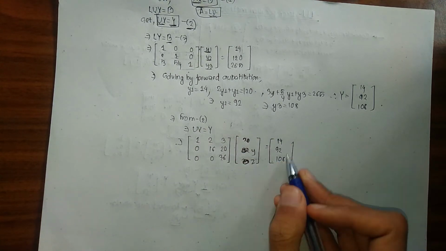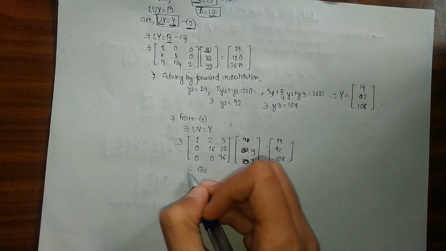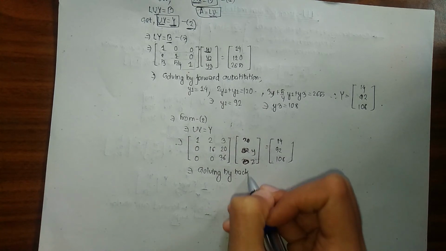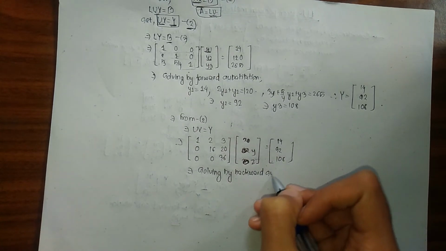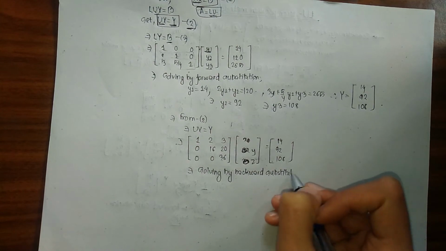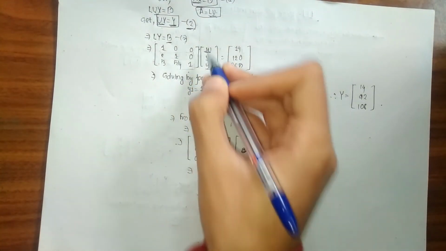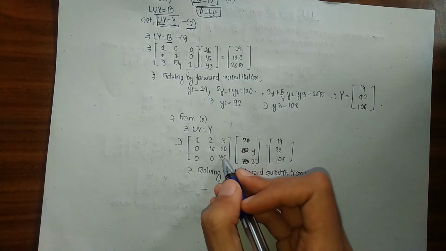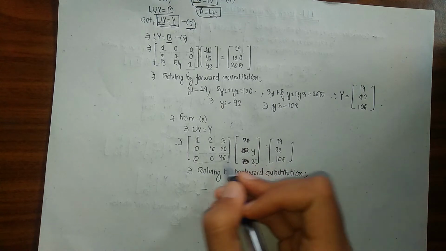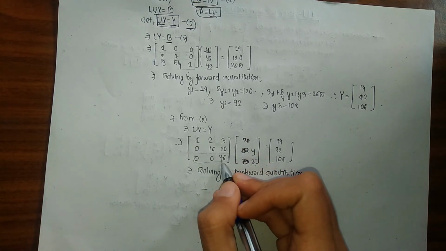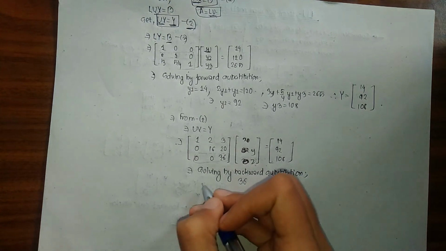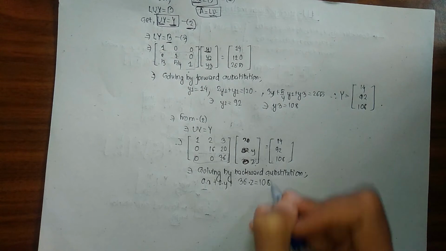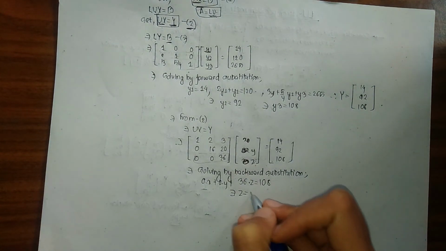So now we are going to solve this by backward substitution. It is the vice versa of forward substitution. In forward substitution, firstly we calculate the value of y1, y2 and y3. Here we are going to go from down to up. Firstly we are going to find the value of z. 0 times x plus 0 times y plus 36 times z equals 108. So z will be simply equal to 3.